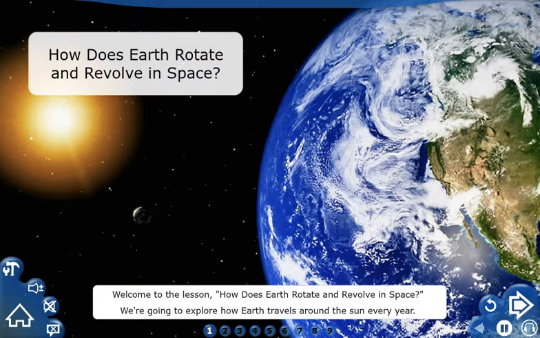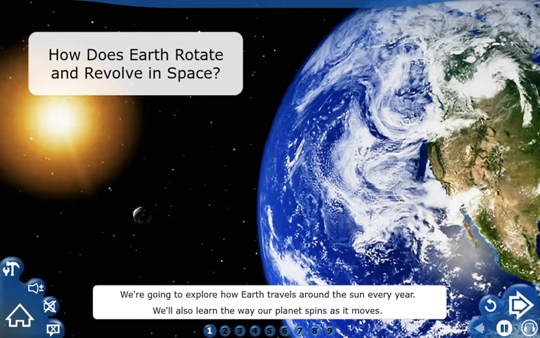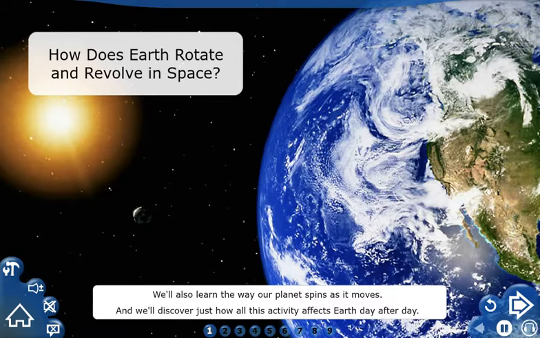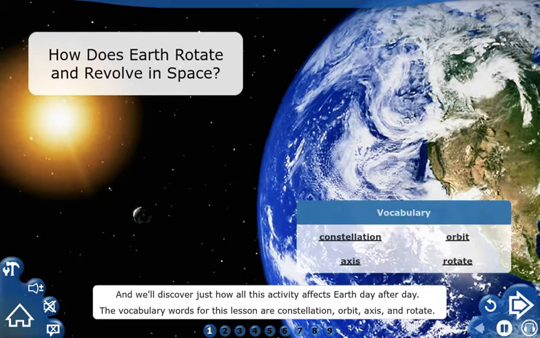Welcome to the lesson, How Does Earth Rotate and Revolve in Space? We're going to explore how Earth travels around the Sun every year. We'll also learn the way our planet spins as it moves. And we'll discover just how all this activity affects Earth day after day. The vocabulary words for this lesson are constellation, orbit, axis, and rotate.